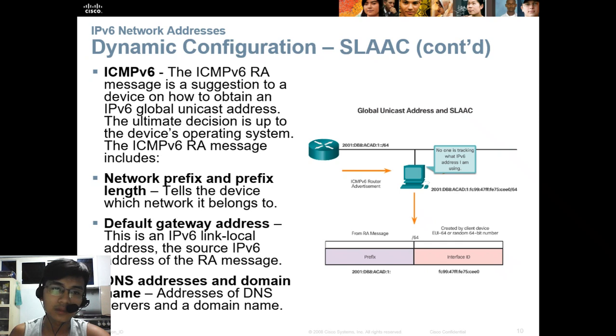ICMPv6 RA messages include the network prefix and prefix length, default gateway address, DNS addresses, and domain name. The ICMPv6 RA message is a suggestion to a device on how to obtain an IPv6 global unicast address. The ultimate decision is up to the device's operating system. The network prefix and prefix length tell the device which network it belongs to. The default gateway address is an IPv6 link-local address, the source IPv6 address of the RA message. DNS addresses and domain name are the addresses of DNS servers and a domain name.